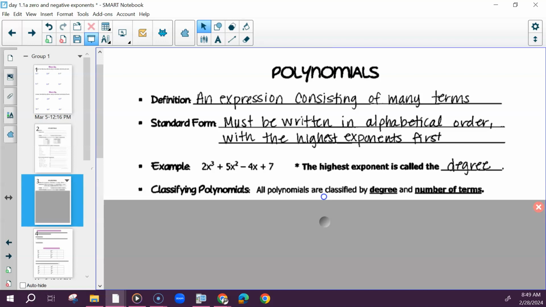You have two tables or charts underneath this. We're going to add something to one of them while we're talking about them.